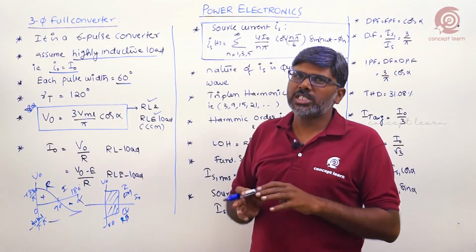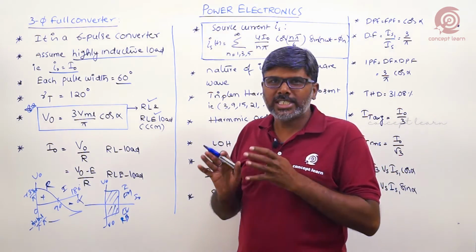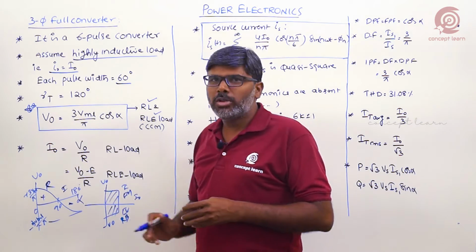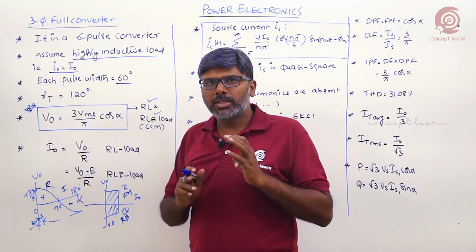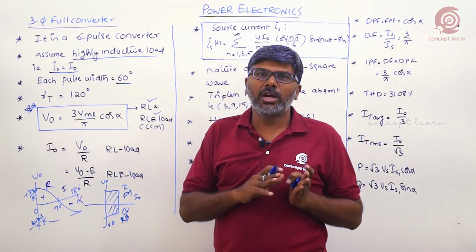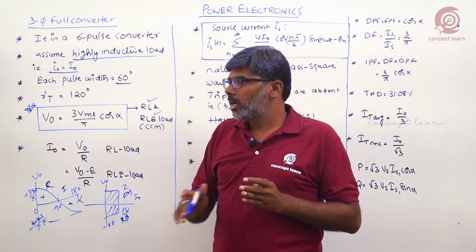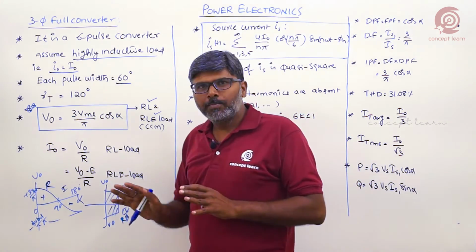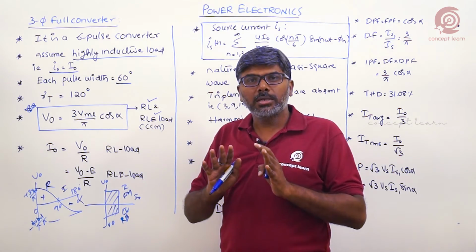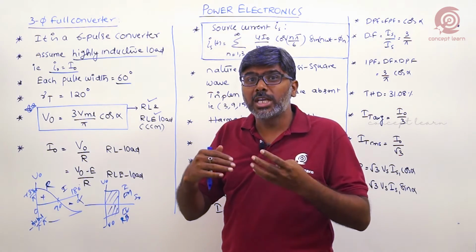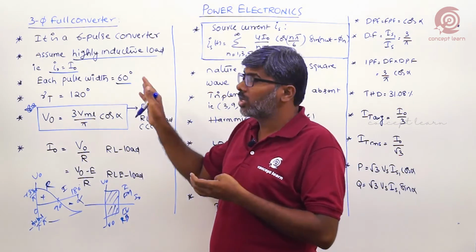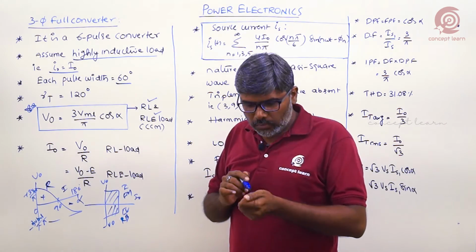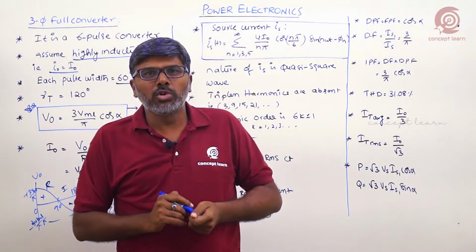The conditions we discussed in single phase are the same, except the waveform and the value of the average output voltage. In the single-phase full converter, V naught is 2 Vm by pi cos alpha. Here V naught is 3 VML by pi cos alpha. That is the only difference. So performance-wise it is the same, but the power delivered to the load is more in the three-phase full converter than in the single-phase full converter. So this is the load side analysis.